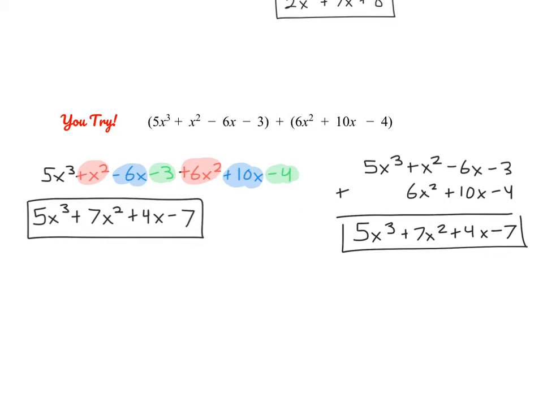7. You can also line them up vertically, and notice when you do this, you don't have any term underneath 5x cubed because it's the only term with x cubed. And then add going down, and you get exactly the same answer.